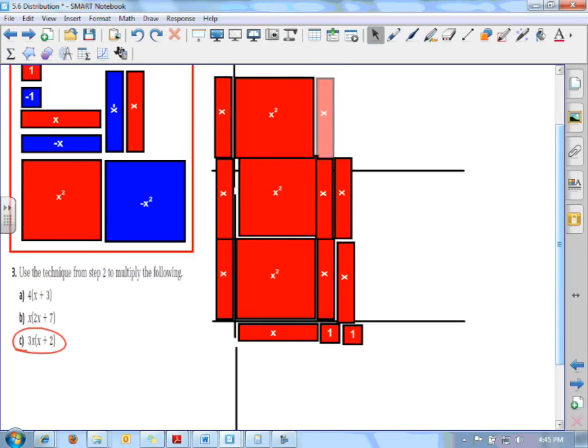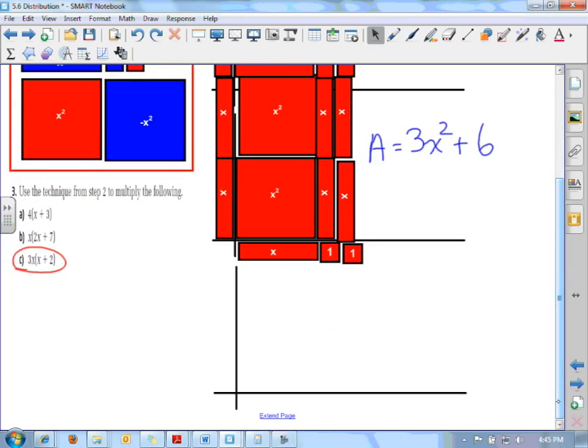So now, without using distribution, we use the tiles. We get an area for 3C. Area equals 3x squared plus 1, 2, 3, 4, 5, 6, so 6x. But you can see you're not going to always have a pocket full of tiles with you, although some of you might. So how do we do these questions in 3 without tiles? Well, let's take a look at 3A.